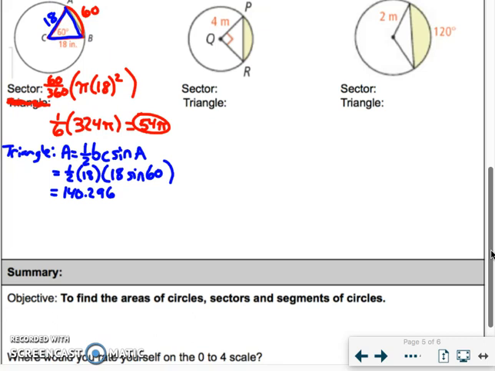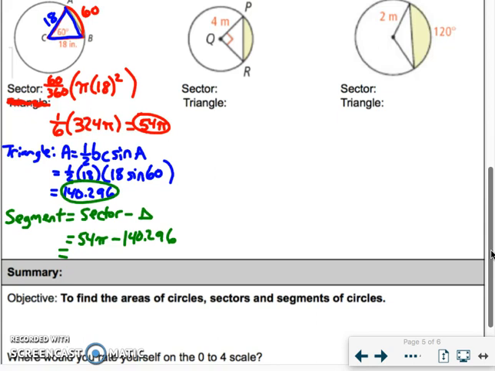So then we're ready for the actual answer, the segment. The segment is equal to the sector minus the triangle. All right, so that's going to be 54 pi minus 140.296, because those are the two numbers that we had found. All right, so then the final answer, when you subtract those, you put it all in your calculator, we get about 29.4. We are in square inches this time. So those are going to be our steps.